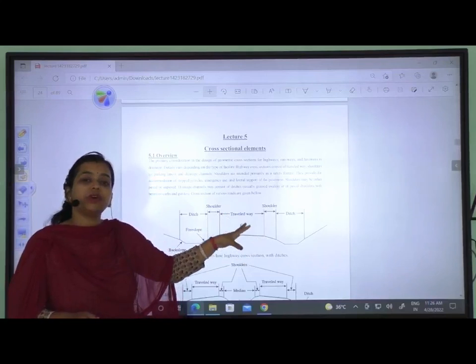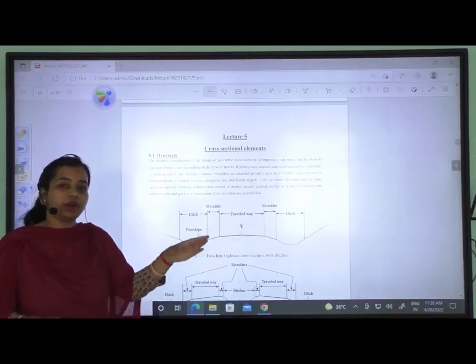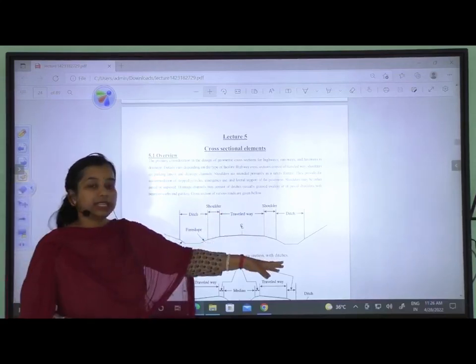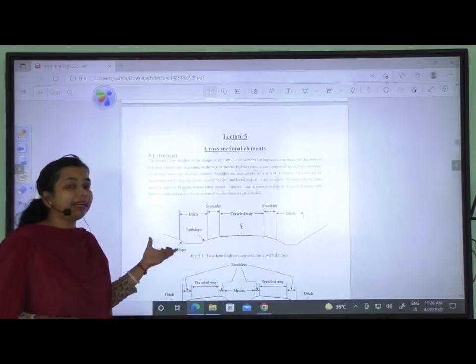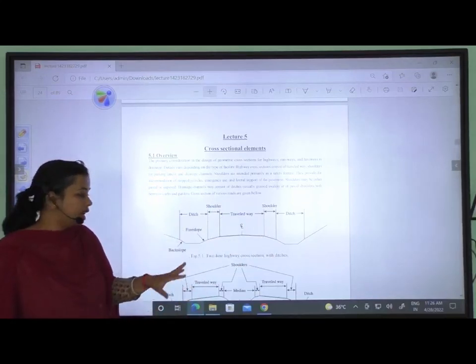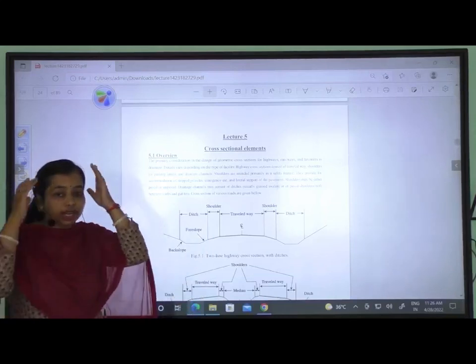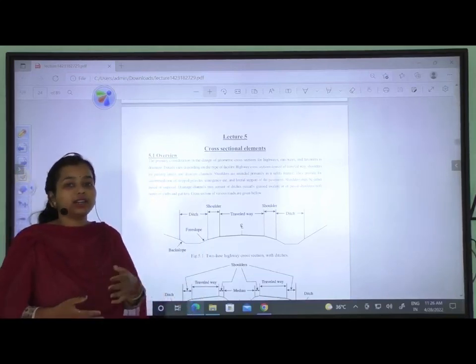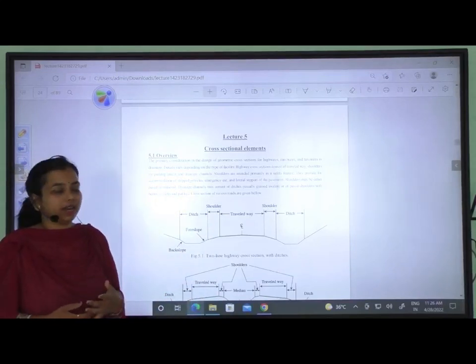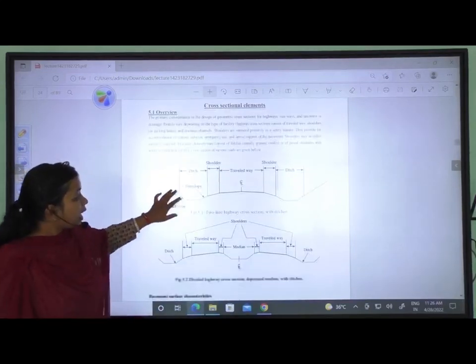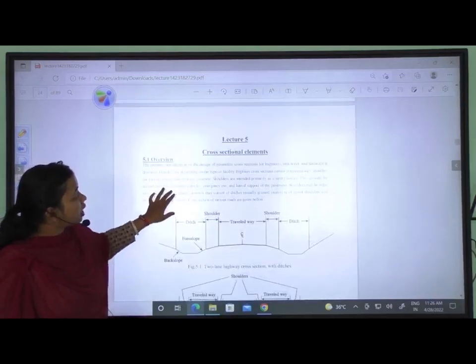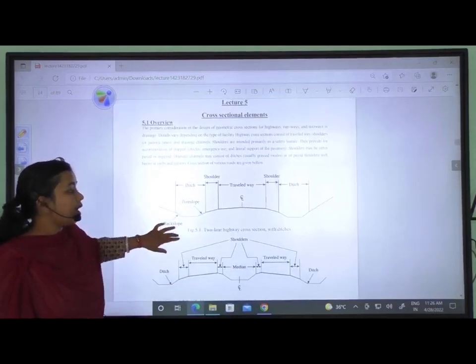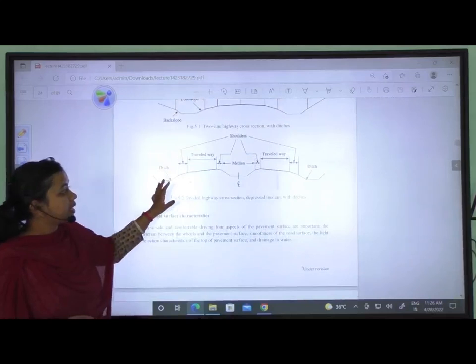Shoulder, that is designed to drain out the surface water from the pavement. Next is ditch. For the ditch, you can provide a drain, that is your concrete drain, or if there is no provision of a drain, then you can use under-drain construction. So these are the cross slopes, these are the cross-sectional elements of a highway pavement. So you can easily rectify it.